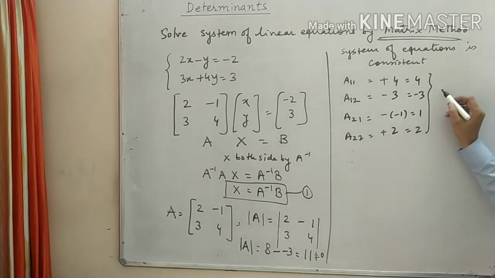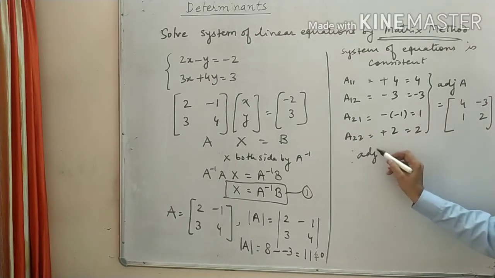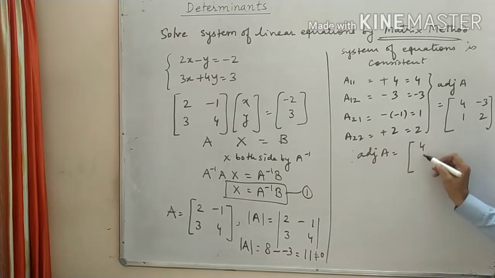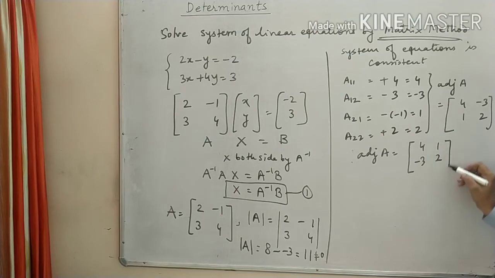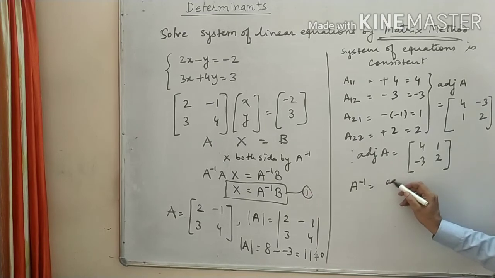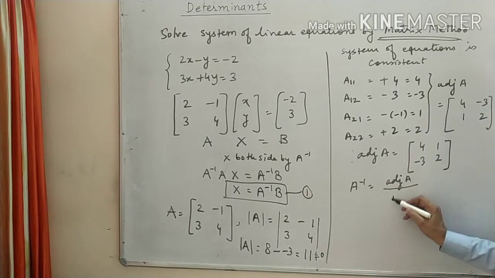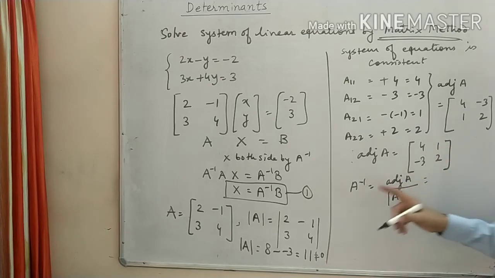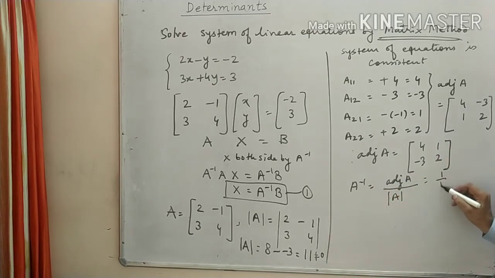By these you will find adjoint A. So adjoint A will be equal to 4, minus 3, 1 and 2, and you take the transpose. So for adjoint A we get 4 and minus 3 as the first row becoming the first column, and the second row becoming the second column. This is adjoint A. Now how can we find A inverse? A inverse will be adjoint A divided by determinant of A. Adjoint A we already know, divided by the determinant means 1 upon 11, times 4, 1, minus 3 and 2. This is A inverse we get.